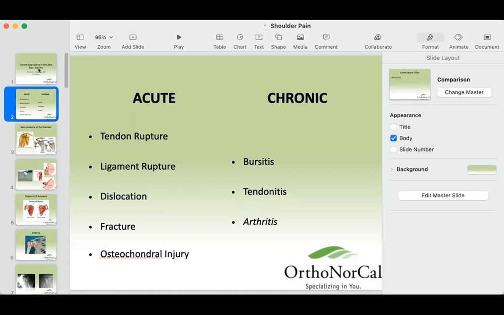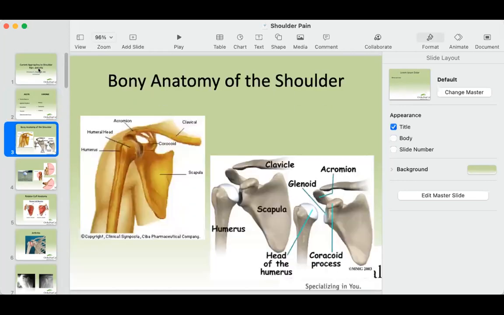I'll be speaking more about arthritis, which can result as a consequence or sequela of rotator cuff injury, but also without rotator cuff injury, as a number of other things can lead to arthritis in the shoulder. We'll talk about that briefly.